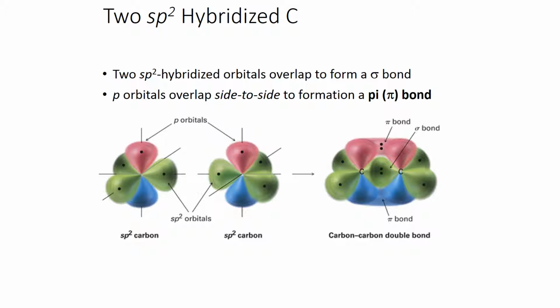And then you have these 4 sp2 hybrid orbitals that are left over, and that's where you'll have one hydrogen sit down on each of these sp2 orbitals.